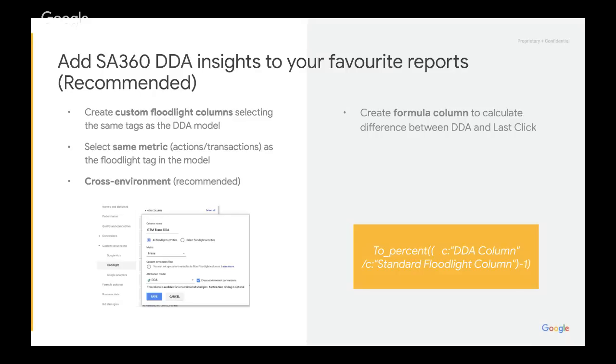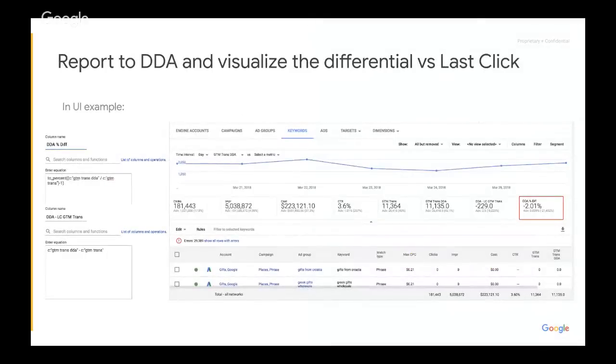Now you want to be able to compare the DDA column with the last click column. So you will set up a formula column which churns out a percentage difference between last click and DDA. You can visualize the result of that column in this screenshot. You can see that there's a drop of 2.01% for the portion of activity that is selected in this screenshot.